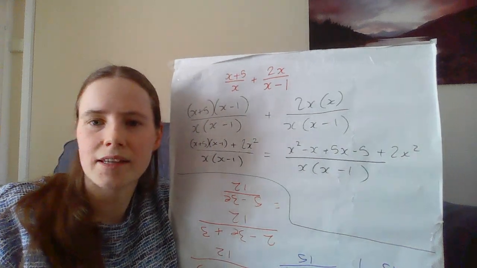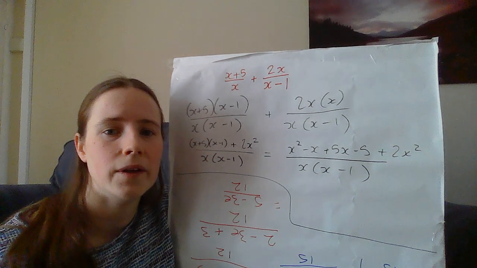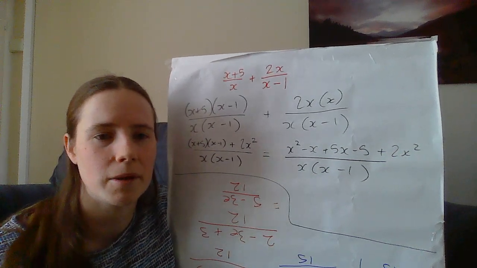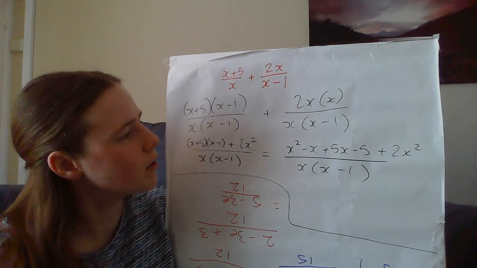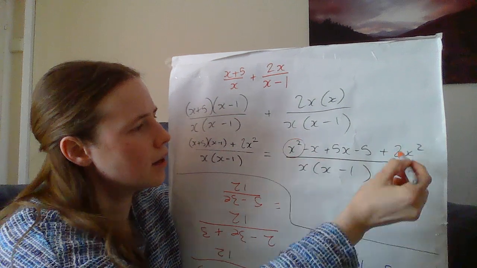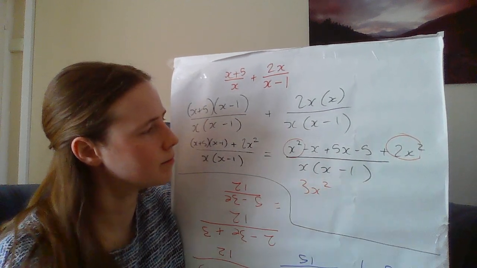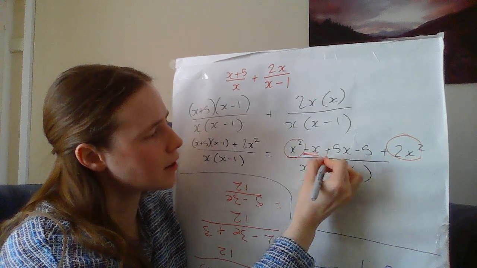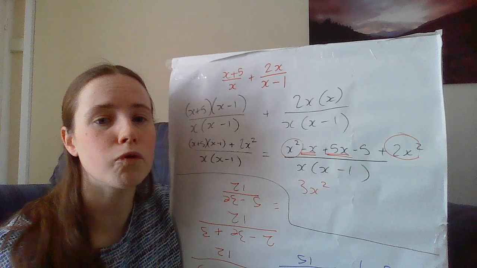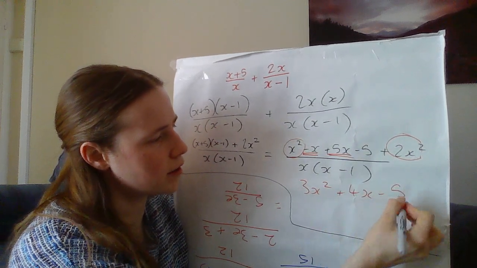Okay, if expanding that double bracket out there was something you didn't completely follow, then you need to look over expanding double brackets. Okay, because that's a skill that's going to come into loads of other things as well. So looking at what I now have on my numerator, I've got an x squared and a 2x squared. That gets me 3x squared. I've got a minus x and a plus 5x, or 5x minus x, which is 4x. So plus 4x, and I've got a minus 5.